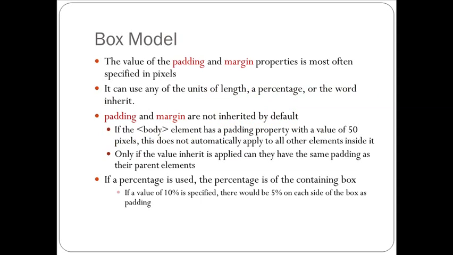So if the body element had a padding of 50 pixels, that does not automatically apply to all the other elements inside of it. Only if the value inherit is applied can they have the same padding as their parent elements. If a percentage is used, you have to be careful of this, because the percentage is that of the containing element or the containing box. So if it's a child box of another, it's going to be a percentage of that box. If the value of 10% is specified, there would be 5% on each side of the box as padding.